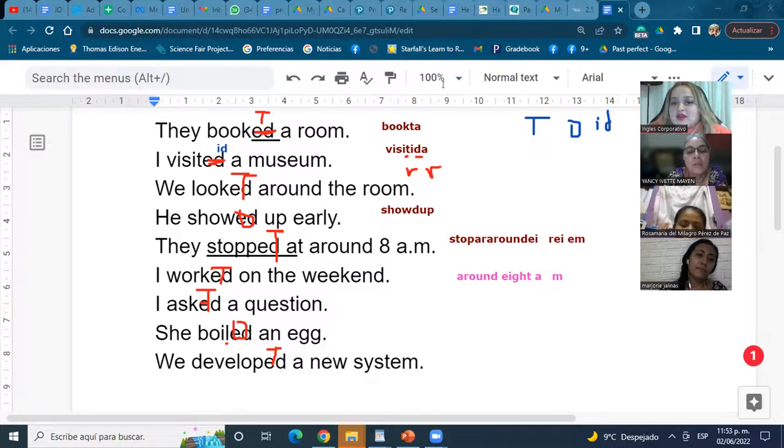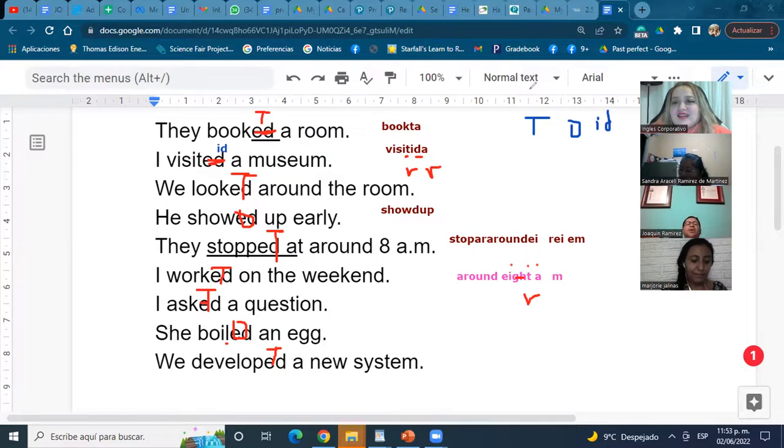¿Cómo? Acuérdense que hablábamos de sonidos, no de escritura. Entonces, como la G y la H no suenan, esta T está entre vocales. Entonces, 8 a.m. No, porque viene la D de around atrás.